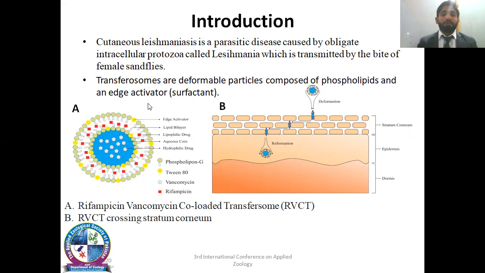They are composed of phospholipid and a surfactant which is called an edge activator. It is known as an edge activator because it gives the transferosomes the ability to deform their shape due to its long linear carbon chain, which is highly pliable. Then comes the lipid bilayer and hydrophilic core. I am using a combination of two drugs, the antimicrobial peptide vancomycin and the bactericidal antibiotic rifampicin. Vancomycin is a hydrophilic drug, therefore it dissolves in the inner hydrophilic core of the transferosomes, and rifampicin is a lipophilic drug which is dissolved in the lipid bilayer of the transferosomes.